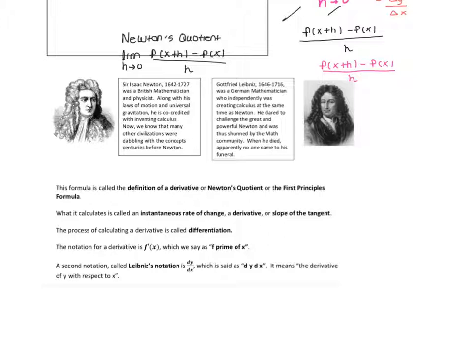because they said even here, Gottfried Leibniz was a German mathematician who independently was creating calculus at the same time as Newton. He dared to challenge the great and powerful Newton and was thus shunned by the math community. When he died, apparently no one came to his funeral. Do you have children? I don't know. But Newton was a very powerful man. When he published the Principia, it was like as popular as the Bible. Super, super powerful book. So when Leibniz came over here and tried to claim it as his own, they said, no, we're not going to credit you with the idea.